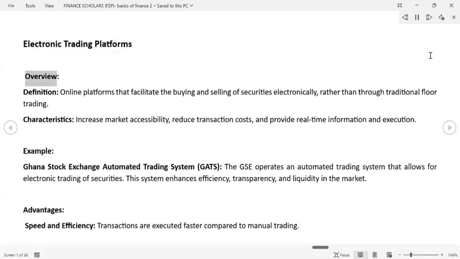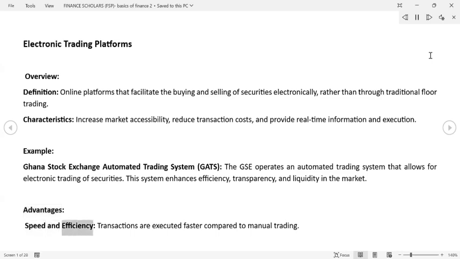Electronic trading platforms. Overview. Definition: online platforms that facilitate the buying and selling of securities electronically, rather than through traditional floor trading. Characteristics: increase market accessibility, reduce transaction costs, and provide real-time information and execution. Example: Ghana Stock Exchange Automated Trading System, GATS. The GSE operates an automated trading system that allows for electronic trading of securities. This system enhances efficiency, transparency, and liquidity in the market.